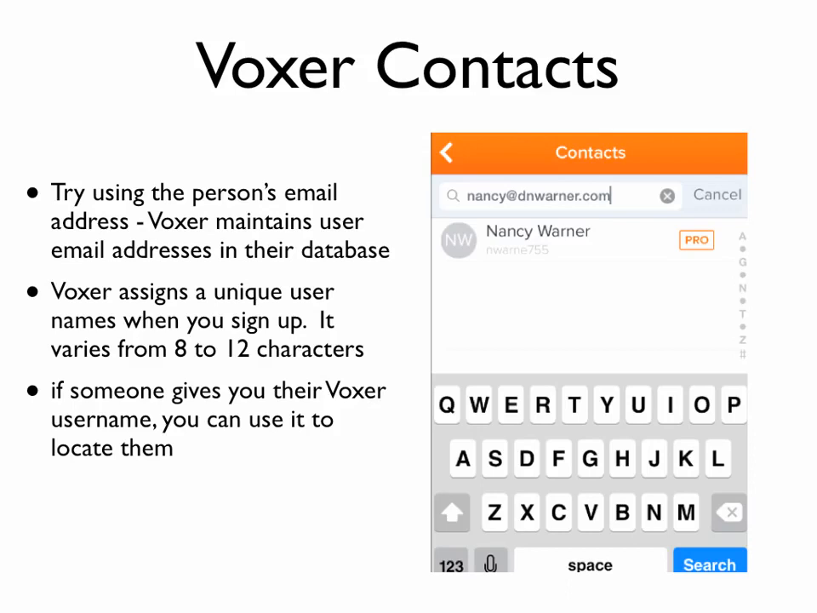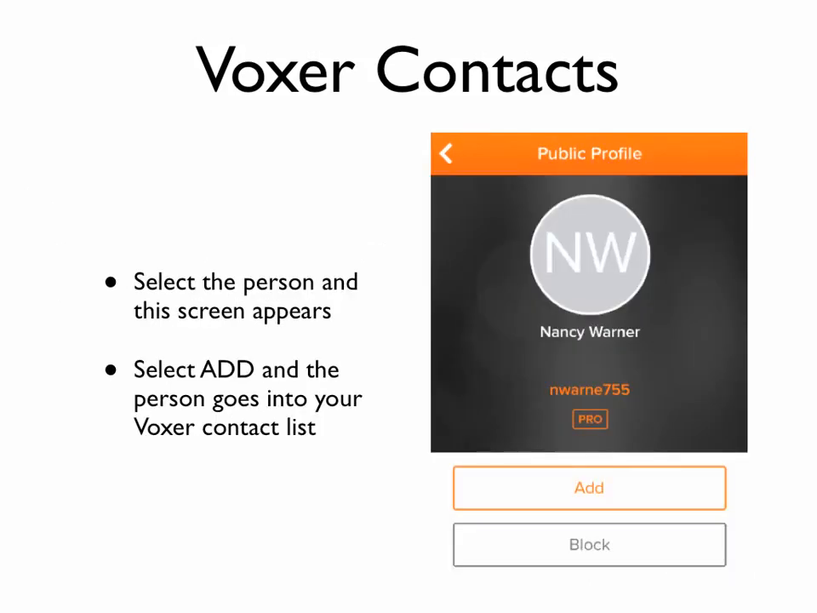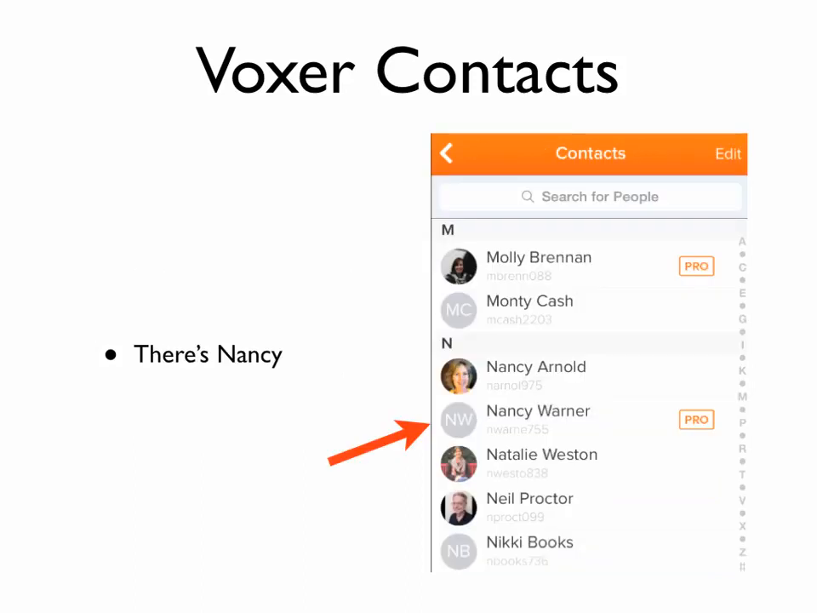So I touched the icon by Nancy Warner, and I get this screen. So I click on Add, and Nancy goes into my Voxer contact list. See, there she is in my contacts.